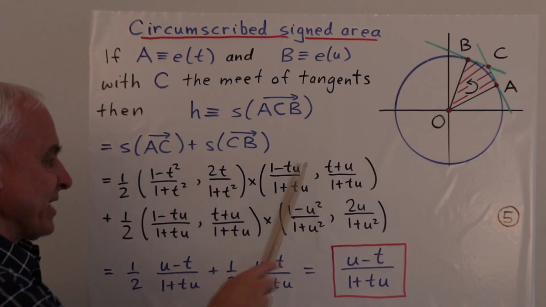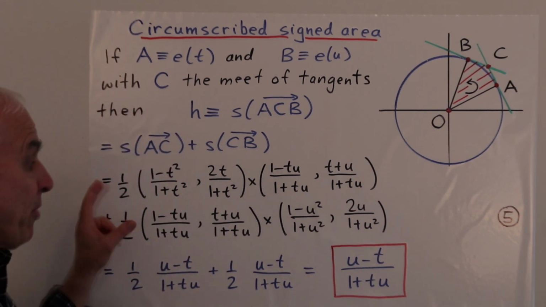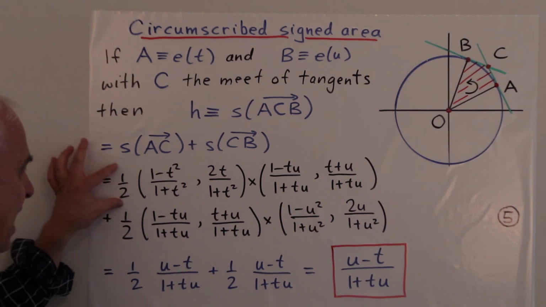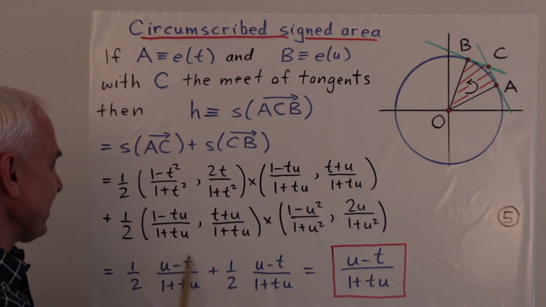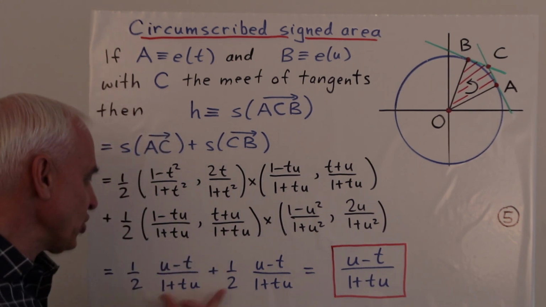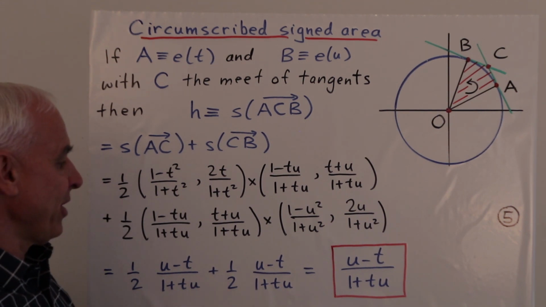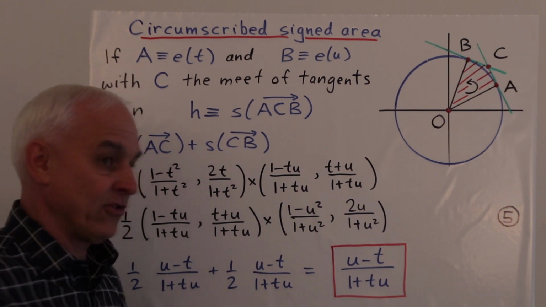So you can do both of these calculations. And it turns out, not surprisingly, that they're both the same. So the value of this first one equals the value of the second one, and they're both equal to 1/2 of (u minus t) over (1 plus tu). So we get 2 such terms, and when we add them together, the halves disappear, and we just get (u minus t) over (1 plus tu).